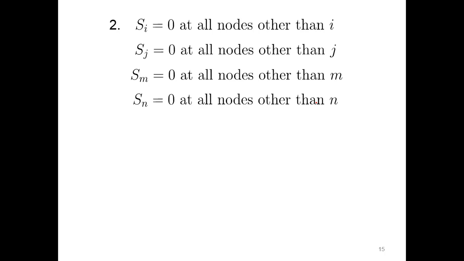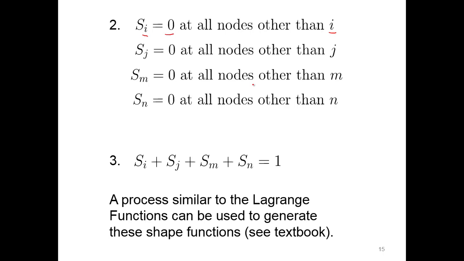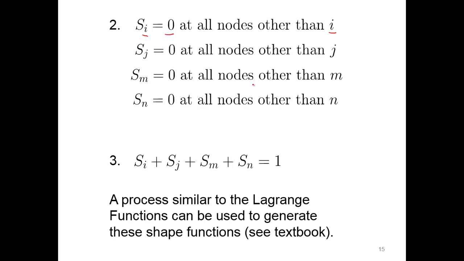We also have the shape function at node i equal to 0 at all the other nodes. So at nodes j, m, and n, the shape function is going to be 0, and the same with the other three shape functions. And if we add all the shape functions up, we'll get 1. So all those properties are retained. A process similar to the Lagrange function that we used for the 1D case can be used to generate these shape functions. I'm sure there are sources online and textbooks that you can find to do that.